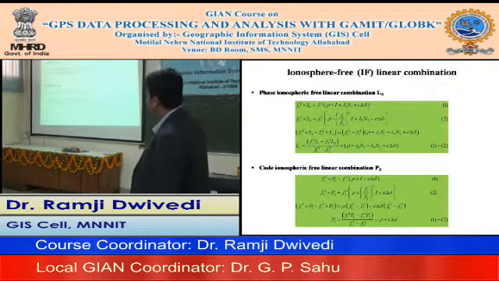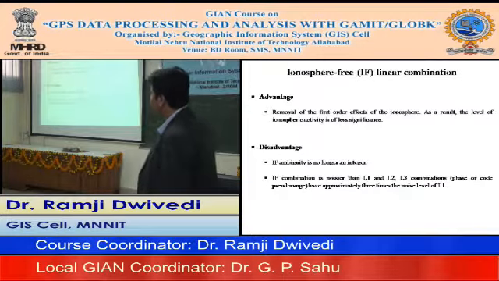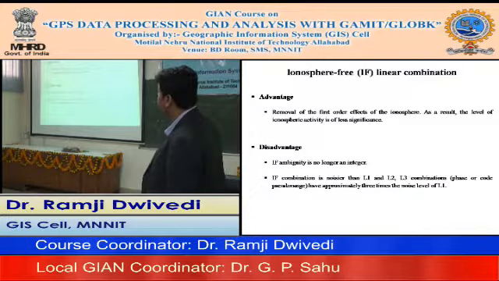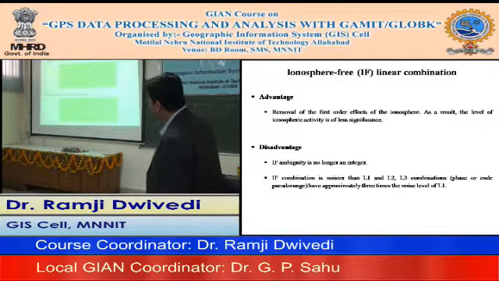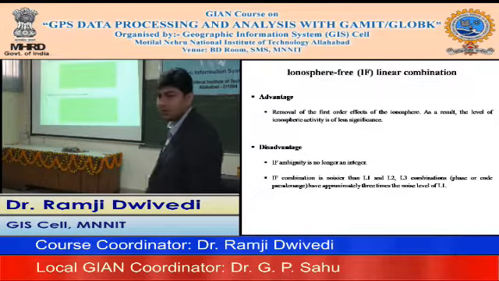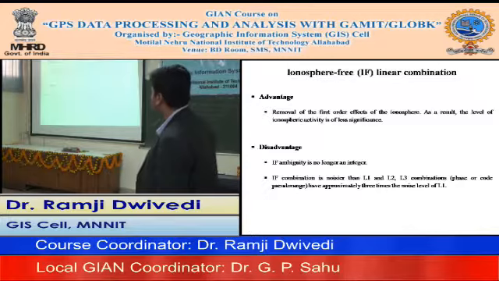Similar to this, the advantage is the removal of the first order effects of the ionosphere. The disadvantage is that the ambiguity is no longer an integer. This is a loss, because you are multiplying N also with the multiplication term, which is f1 and f2, or f2 square.